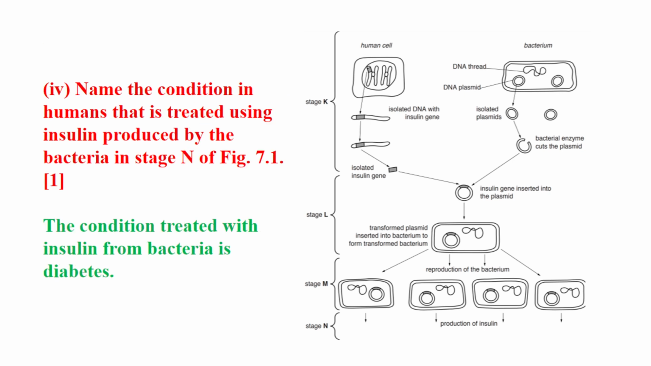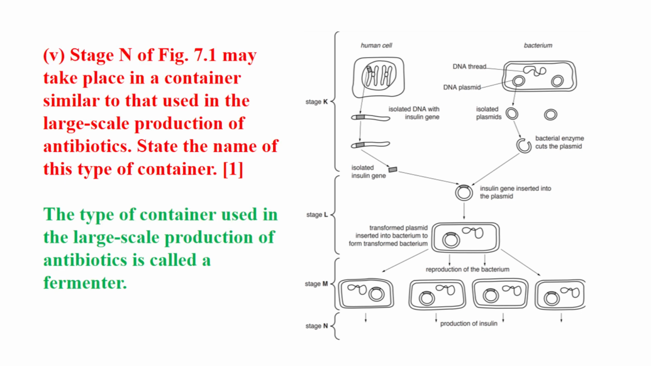In Part A, Part 4, name the condition in humans that is treated using insulin produced by the bacteria in stage N of figure 7.1. The condition treated with insulin from bacteria is diabetes. Finally, for Part A, Part 5, stage N of figure 7.1 may take place in a container similar to that used in the large-scale production of antibiotics. State the name of this type of container. The container used in the large-scale production of insulin is called a fermenter.